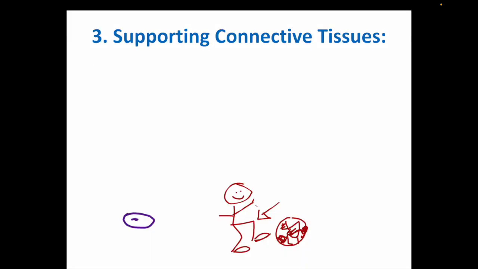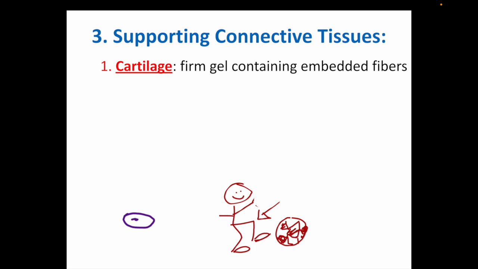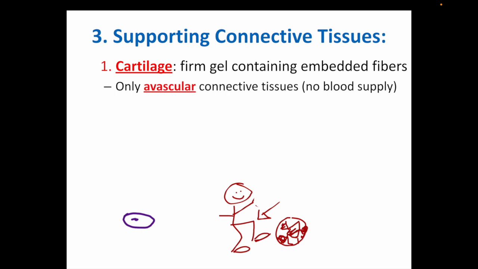So the supporting connective tissues are the tissues that basically form your skeleton. There's two major categories of tissue in your skeleton: bones and cartilage. Cartilage, I like to think of as the rubbery parts of your skeleton, the parts that give it cushioning and bendability, like flexibility. You want to think of it as a firm, rubbery gel that sometimes holds extra fiber in it to give it special functions.